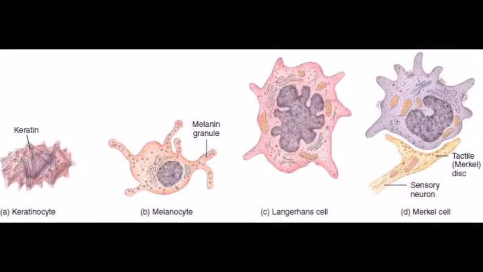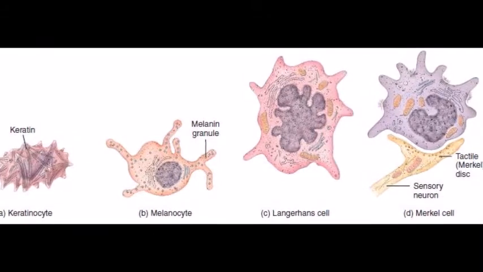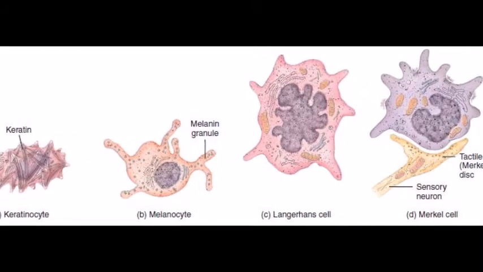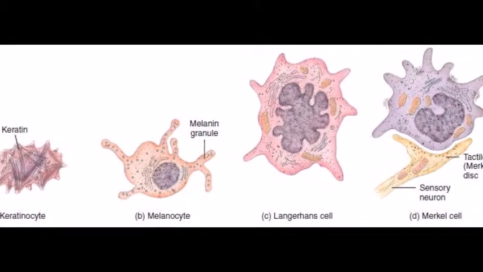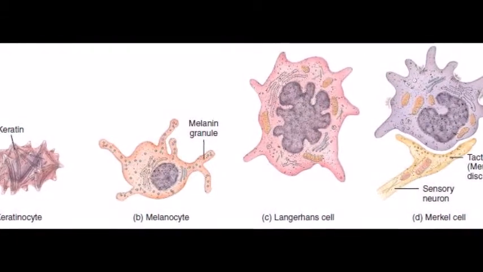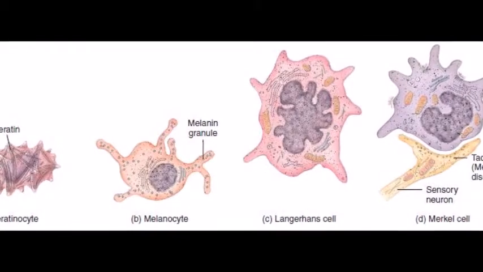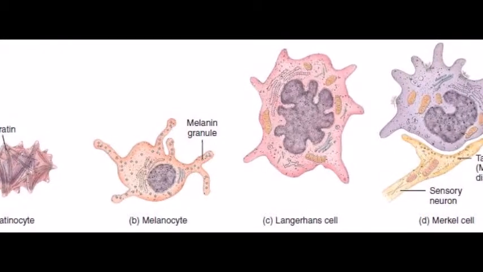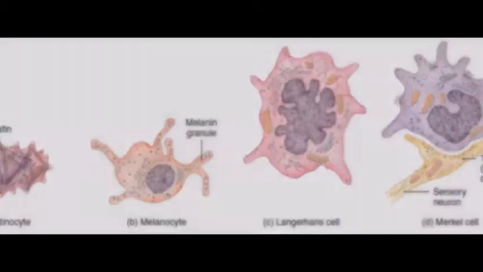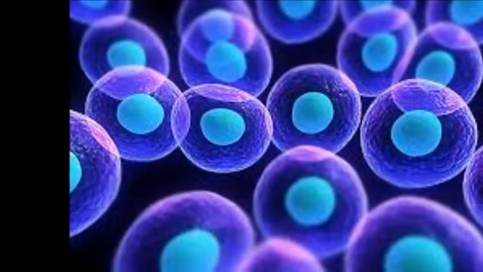There are 5 different types of cells in the epidermis. These include the stem cells, the keratinocytes, the melanocytes, the tactile or Merkel cells, and the dendritic or Langerhans cells. Stem cells are located in the deepest layer of the epidermis and give rise to keratinocytes.